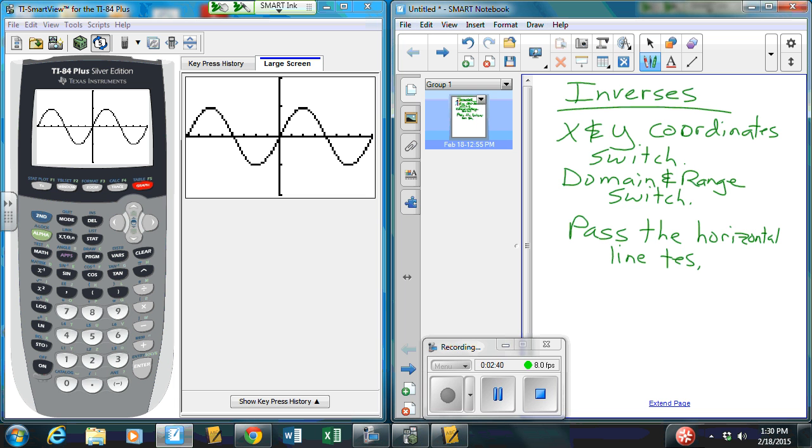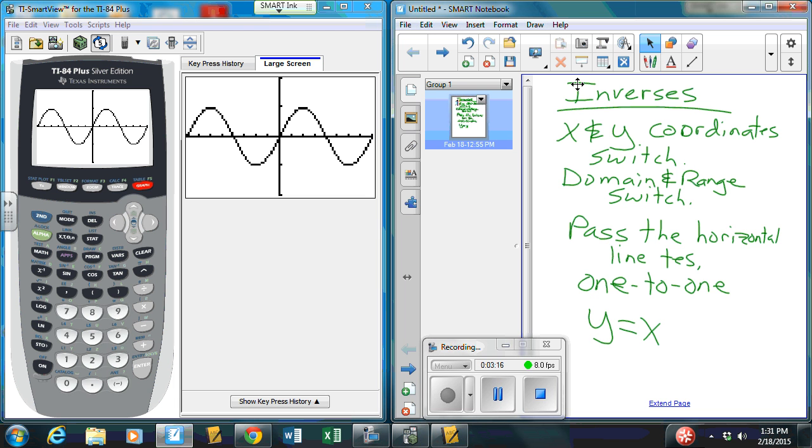We say when a function passes both the vertical and the horizontal line test, it's 1-to-1. In other words, for every x there's one y, and for every y there's one x. So it has to pass both the vertical and the horizontal line test. There's one other thing we learned about the graphs of a function and its inverse: they're reflections over the line y equals x. Those are the things that we need to know.